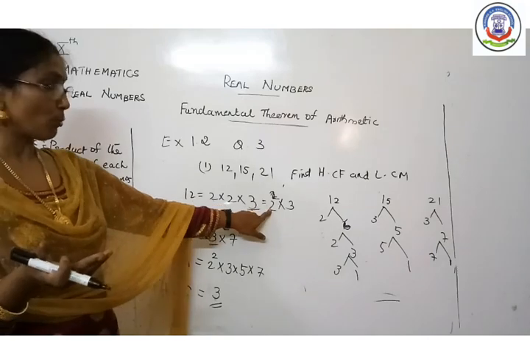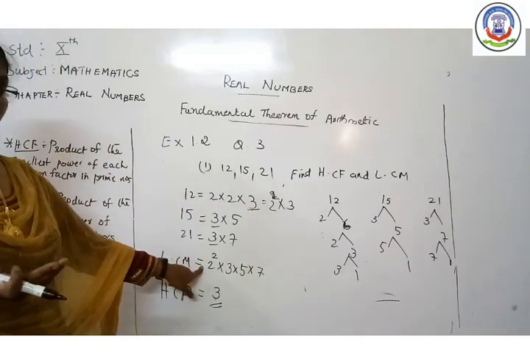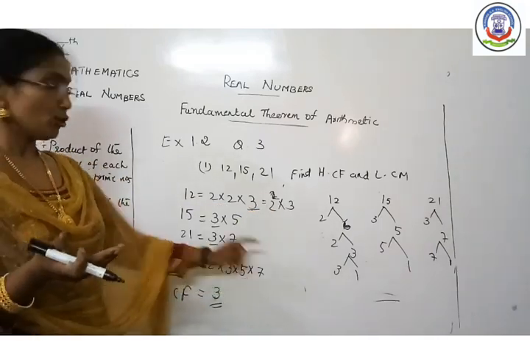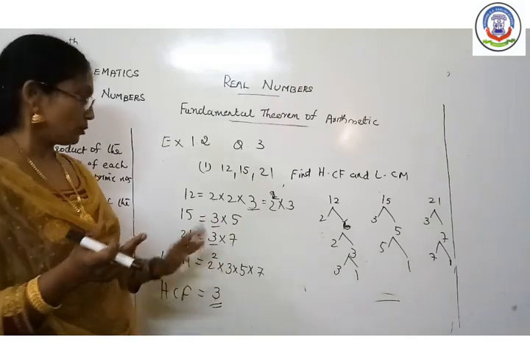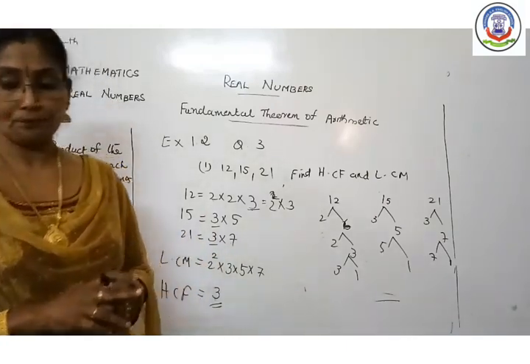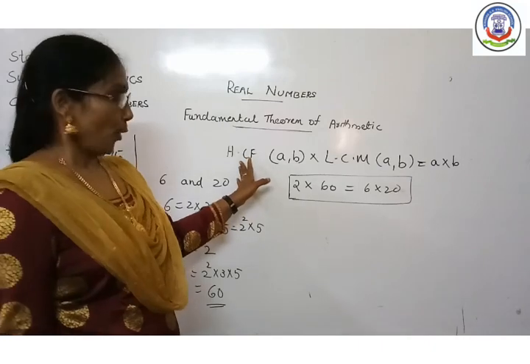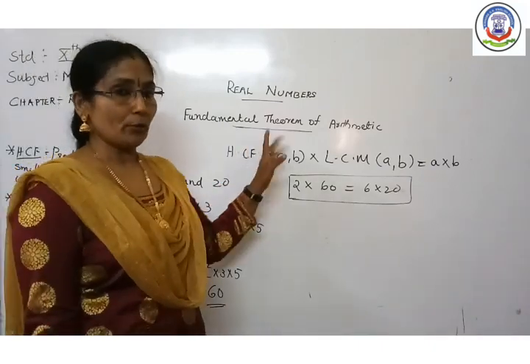So here 2 square is there. Therefore we have written it as 2 square into 3 into 5 into 7. Then you multiply it and write down the LCM. Okay, clear for you?